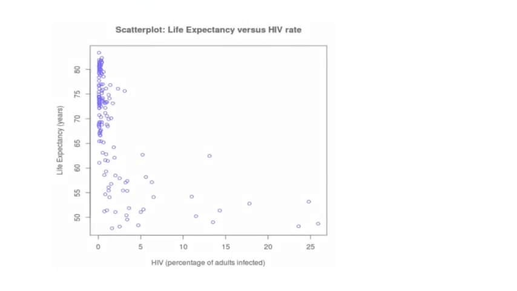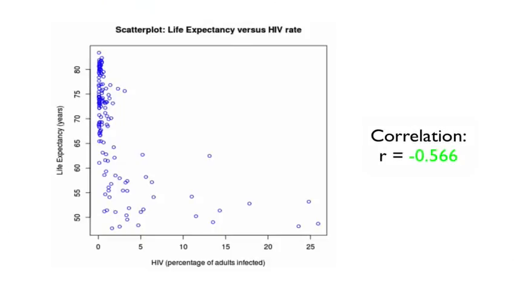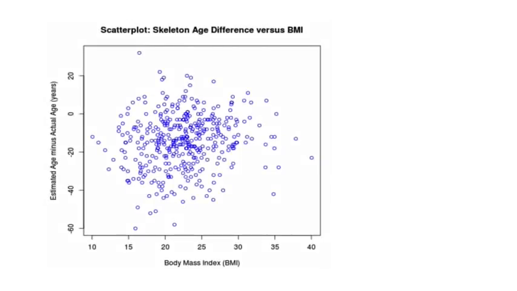Jeff also looked at the scatterplot between HIV infection rate and life expectancy, and found the correlation between the two variables to be negative 0.566, indicating that countries with a higher HIV infection rate tend to have a lower life expectancy. As a final example, Jeff also revisited the skeletal remains data.